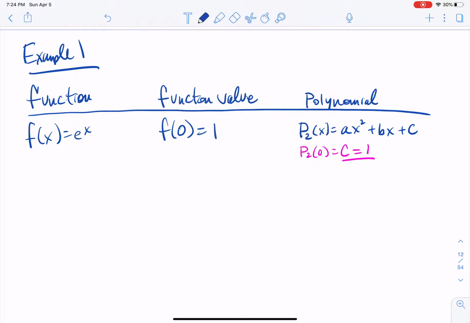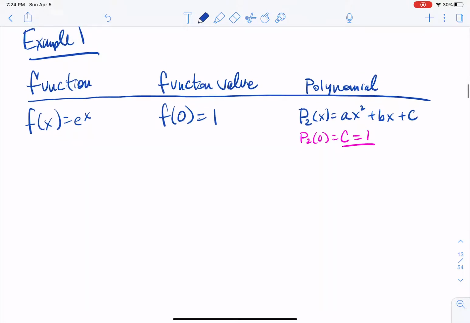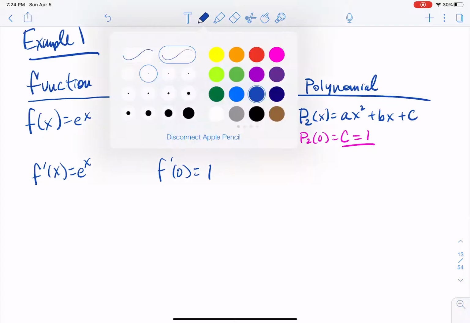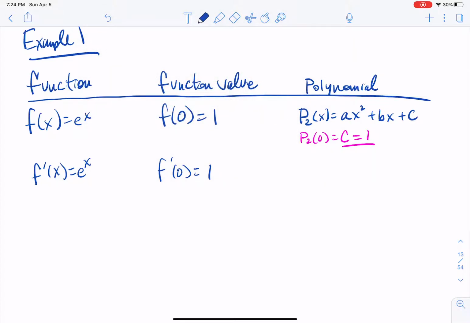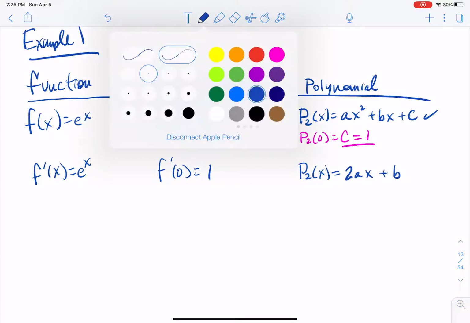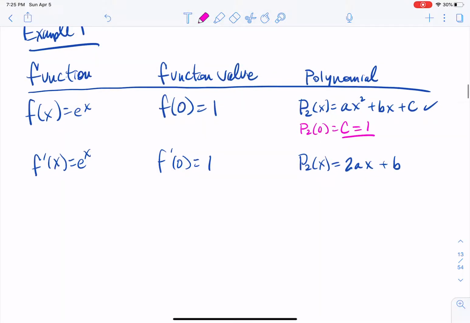All right, let's move on to the first derivative. I wonder what the first derivative of e to the x is. Why, I think it's e to the x. And then also plug in 0 into that first derivative. E to the 0 is still 1. And now let's take the first derivative of our polynomial. Coming back up here to this level, just using the power rule, I'd have 2ax plus b. And let's do the same kind of thing. We're going to plug 0 in for x.